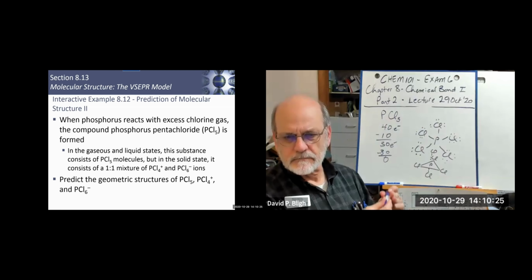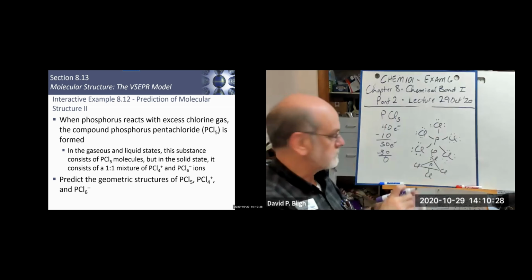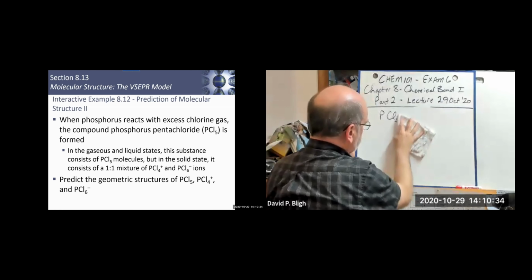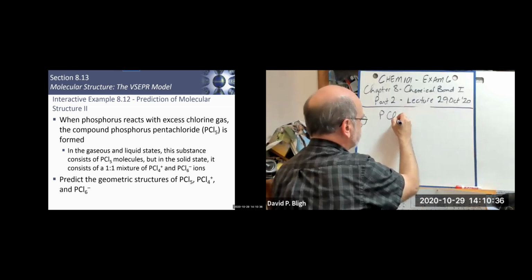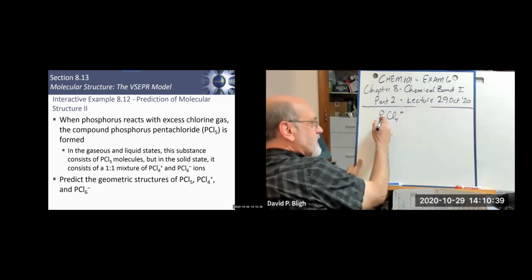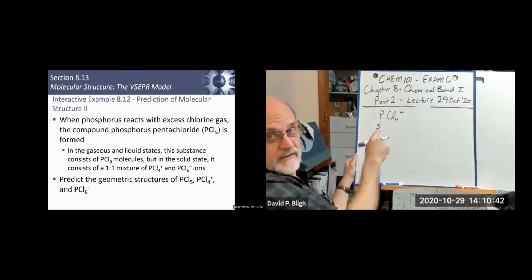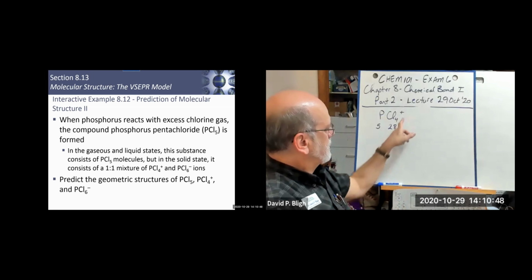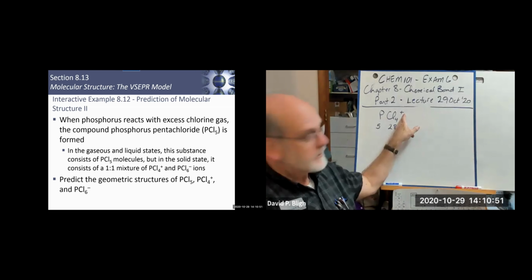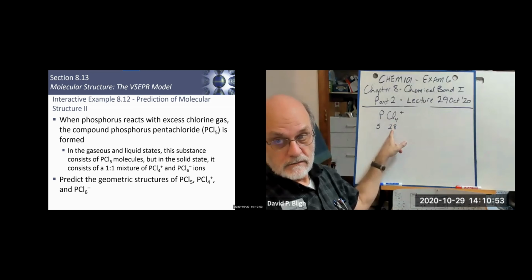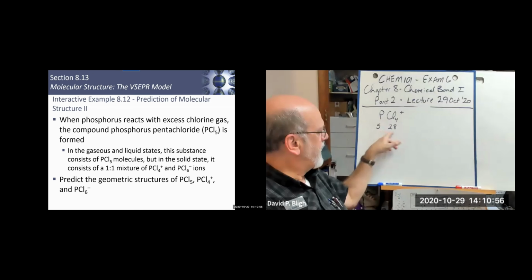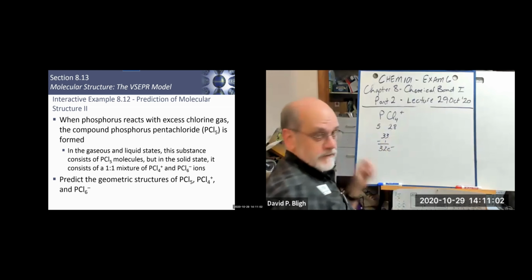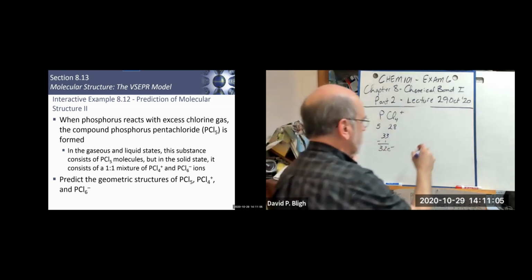Okay, what about PCl4+? Okay, we still have 5. We have 4 times 7 is 28. But we're missing 1. So that should be 27. Or from the total, let's say 5 would be 33 minus 1 is 32. 32 electrons. So now we put phosphorus in the middle.